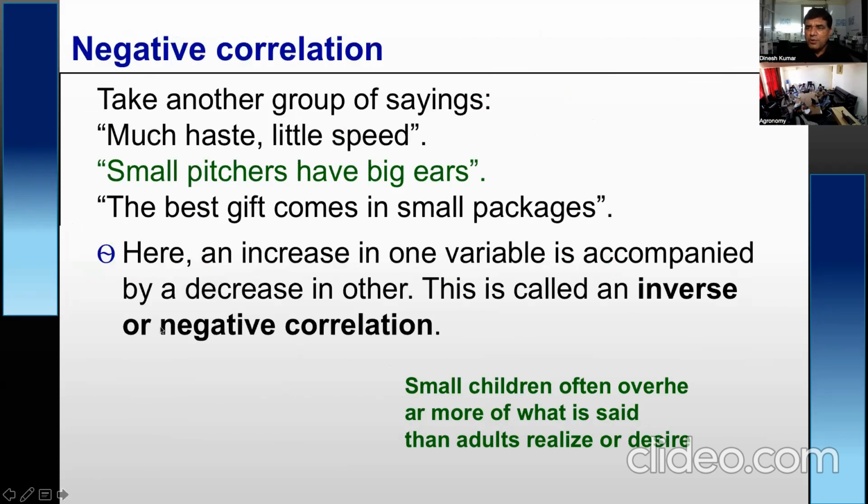Take another case, negative correlation. Here, much haste: much haste means you are in a hurry. You are so fast, but speed is less. Much haste, little speed means there is negative correlation. Small pitches have big ears. The best gift comes in small packages. So all these sayings suggest that there is a negative relation between two variables. If one is increasing, the other is decreasing.